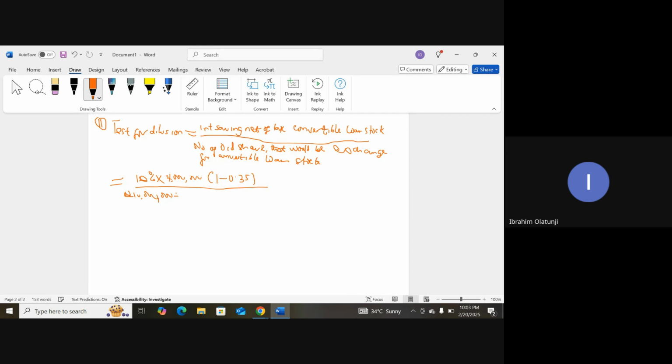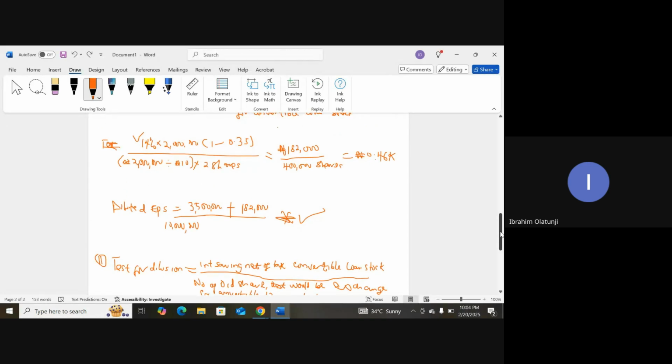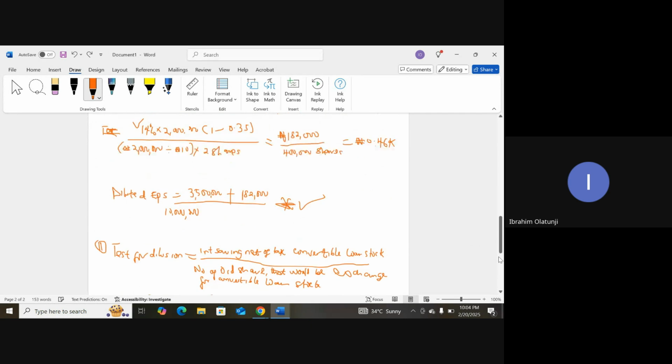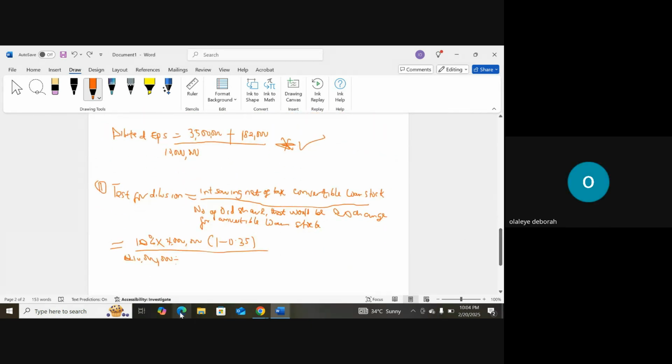Divided by what? Are we there? Yes, we are there. Is it 10 million or 4 million? Sorry, 4 million. 4 million divided by 5 naira, multiplied by 3 shares.